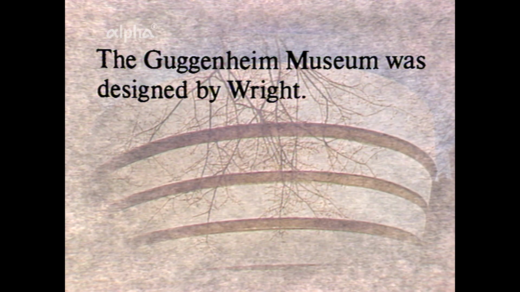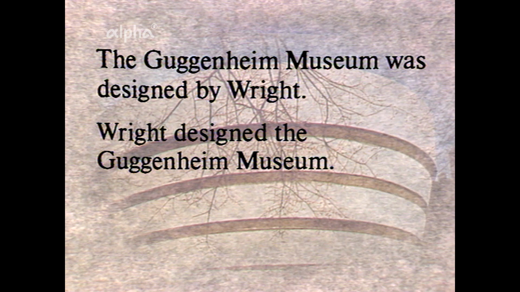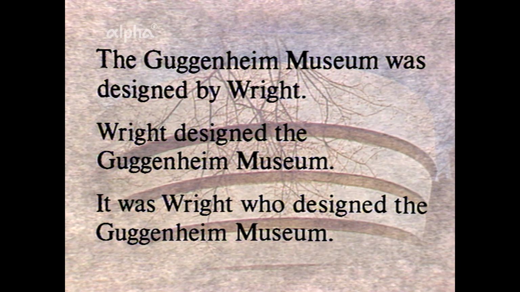The Guggenheim Museum was designed by Wright. Make this sentence active. Wright designed the Guggenheim Museum. Es hängt aber von der Betonung ab, ob der Aktivsatz wirklich die gleiche Aussage bringt wie der Passivsatz. Vielleicht sollten wir sagen, It was Wright who designed the Guggenheim Museum.